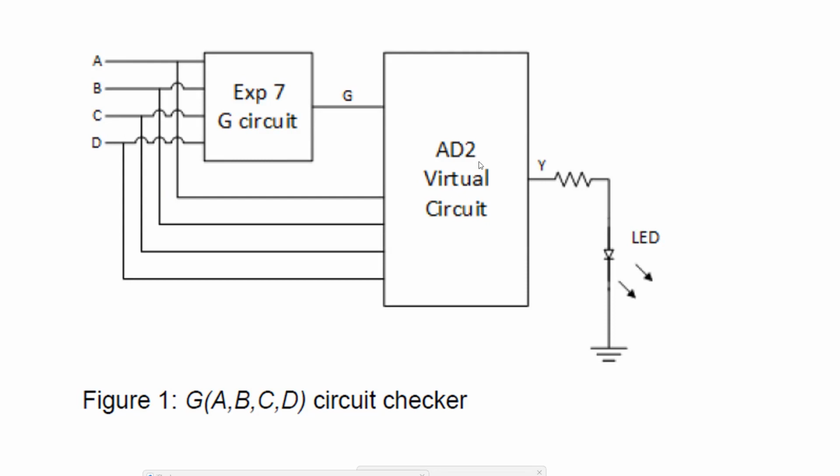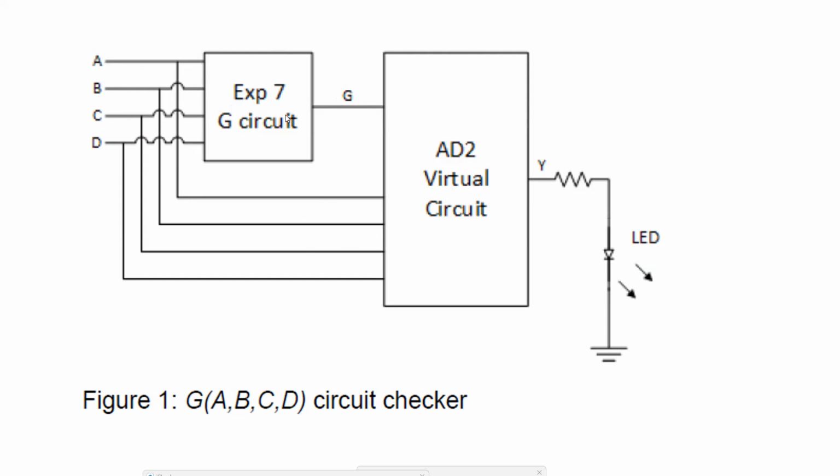So this is lab number 7. It has 4 inputs, A, B, C, D. It had only one output, G. This verifier here is also going to have A, B, C, D as you see here, and it has G. And then this circuit should verify or check this circuit here. It should tell you if this circuit is correct or not.